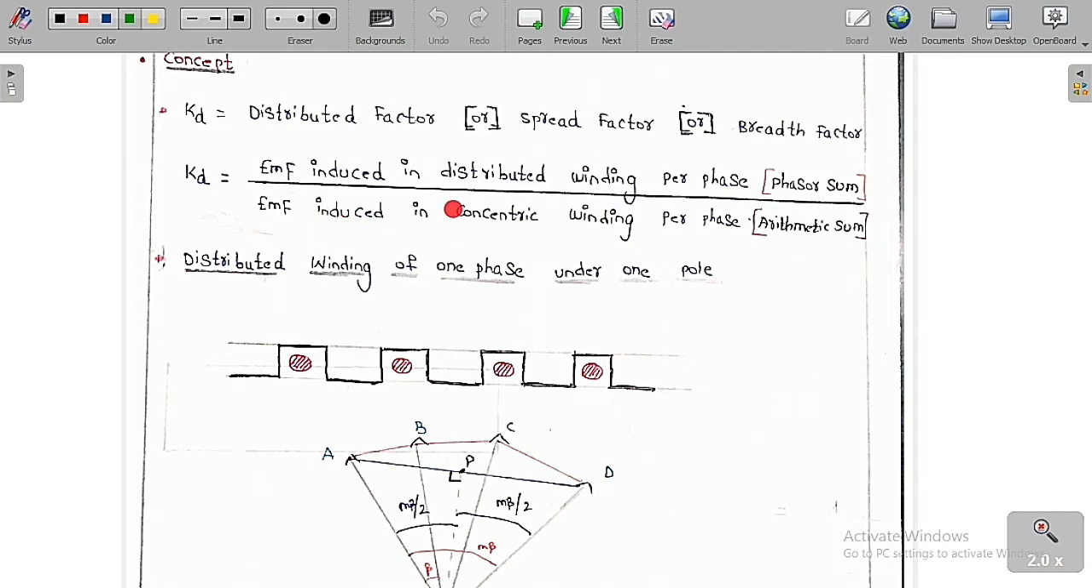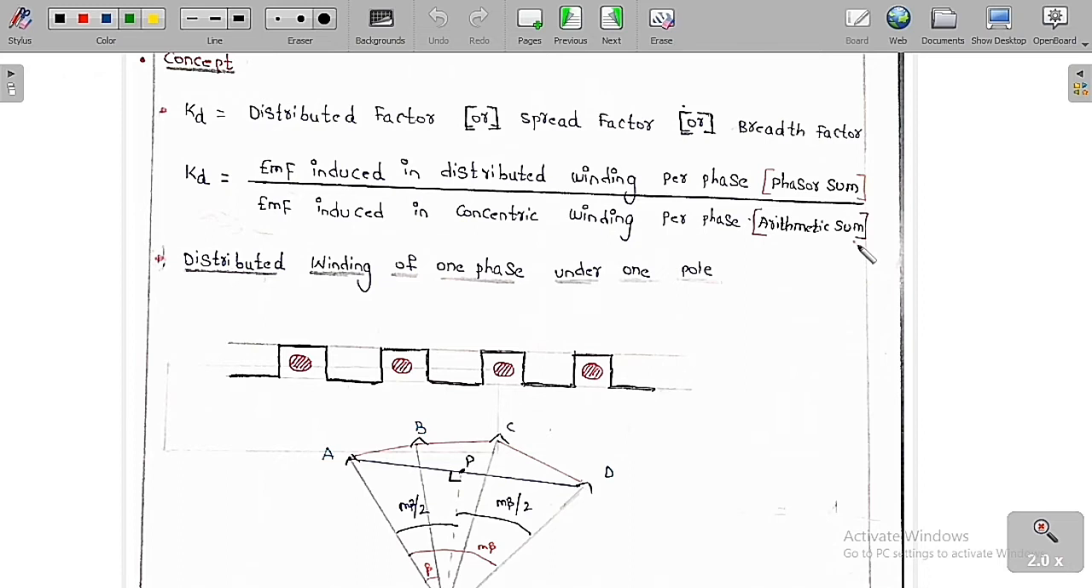KD is the ratio of the EMF induced in the distributed winding per phase, which is a phasor sum, to the EMF induced in the concentric winding per phase, which is basically an arithmetic sum. So KD is the ratio of the EMF induced in the distributed winding per phase, which is a phasor or vector sum, to the EMF induced in the concentric winding per phase, which is an arithmetic sum. So we can say that KD is nothing but the ratio of the EMF which is induced in the distributed winding.